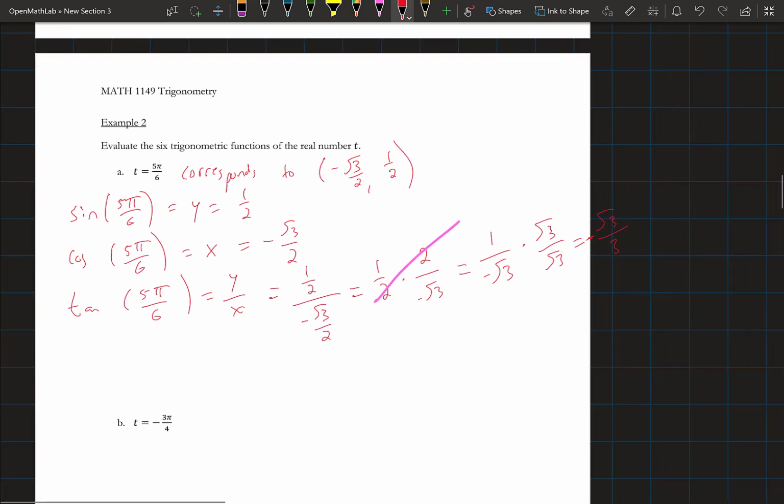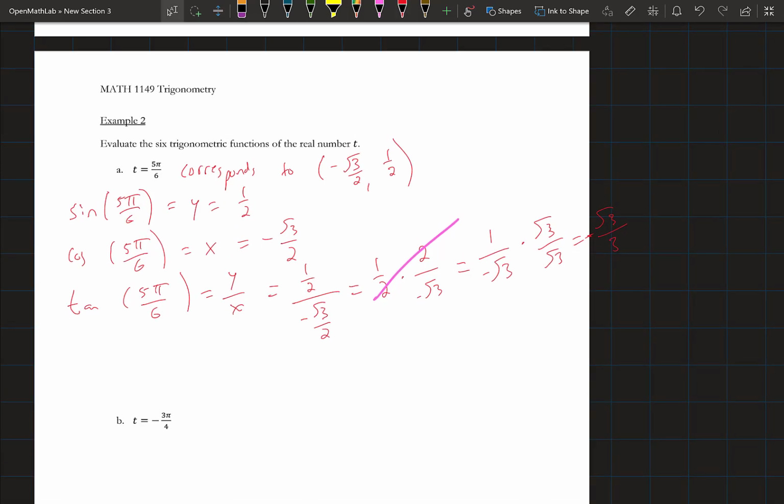So then now to find the others, we just use multiplicative inverses. Cosecant of 5 pi over 6 is going to be equal to 1 over y, which is 2. Right, just interchange the 1 and 2. So the multiplicative inverse of 1/2 is 2.